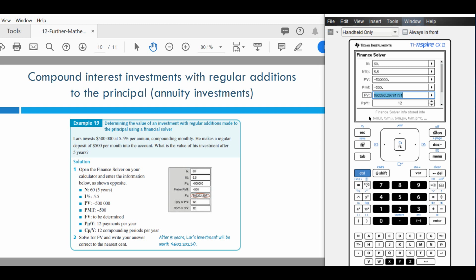Press enter in here. And the future value of the investment would be $692,292.30, and 29.730 cents. So after 5 years, Lars's investment will be worth that amount there. Very straightforward. And guys, that is the final part of chapter 9, and it ends the part on recursion.